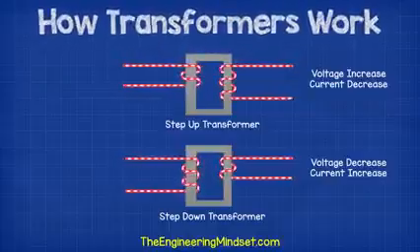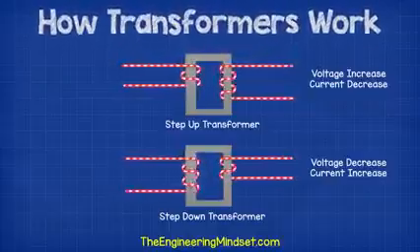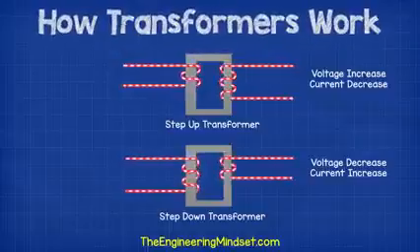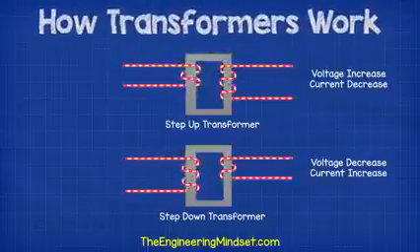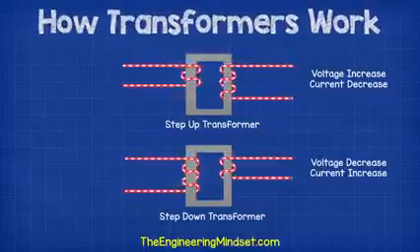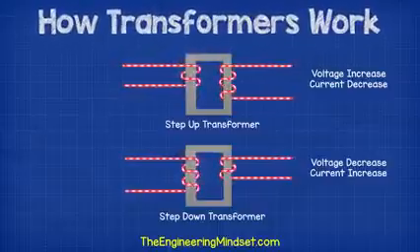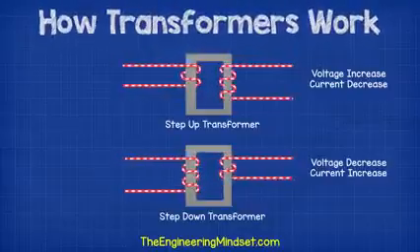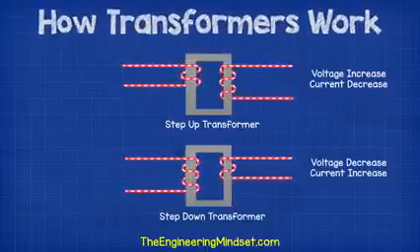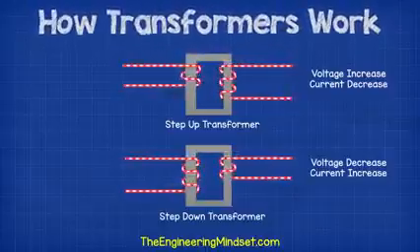To increase the voltage in a step up transformer, we just need to add more turns to the coil on the secondary side than the primary side. In a step down transformer, the voltage is decreased in the secondary coil, which means that the current increases. To do this, we just use less turns in the coil on the secondary side compared to the primary side.